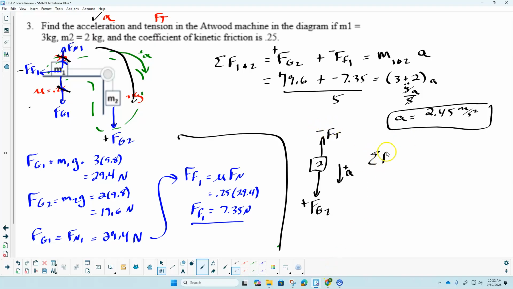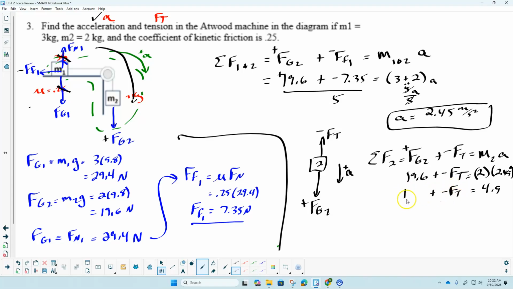So using the forces on block 2 this time, we have the gravity of 2, which is a positive force, and we have a negative tension because that's going the opposite way to the acceleration. And then that's equal to M2 times A. So again, we know a lot of these numbers. Gravity 2 is 19.6. Tension is what we're solving for. M is 2 because that's the 2 kilogram block. And the acceleration is 2.45. Okay, so 2 times 2.45 is 4.9. That equals negative FT plus 19.6. So I'm going to just switch these two. So the 4.9 is going to become negative, FT is going to become positive.